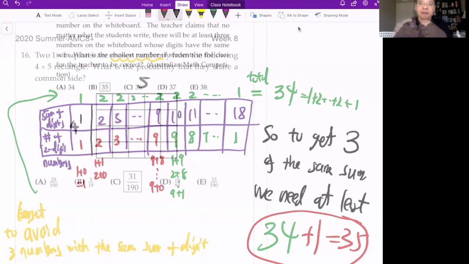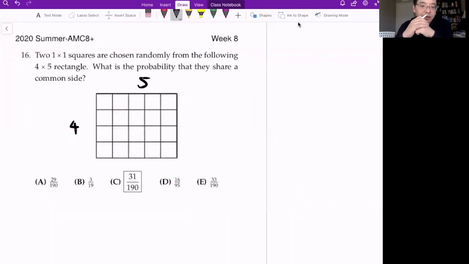Yeah. Problem number 16. Here we have 4 times 5 rectangles. So in total, we have 20 small squares with the side length 1. The question is, say we randomly pick 2 small squares. What is the probability that they share a common side? Okay, so probability is a fraction. The standard formula is the denominator is the total number of scenarios, and the numerator is the number of valid cases, or we say good cases.